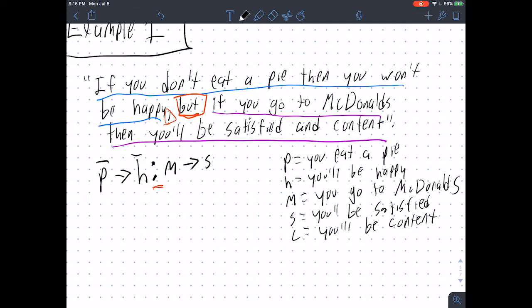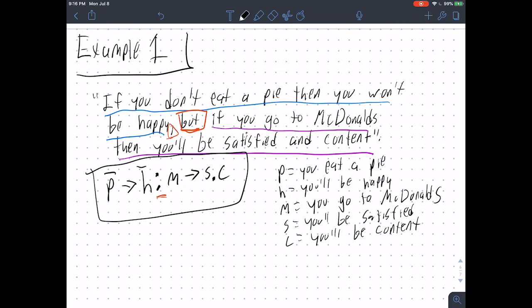From a purely logical point of view, though, you could interpret the sentence as meaning this. So this would say, if you go to McDonald's, then you'll be satisfied, and regardless of whether or not you go to McDonald's, you'll be content. I think most people agree that's not what the sentence means. So this is how you would translate the first example. Or wait, no, I'm sorry. Like that. That's the good way to translate the first example.